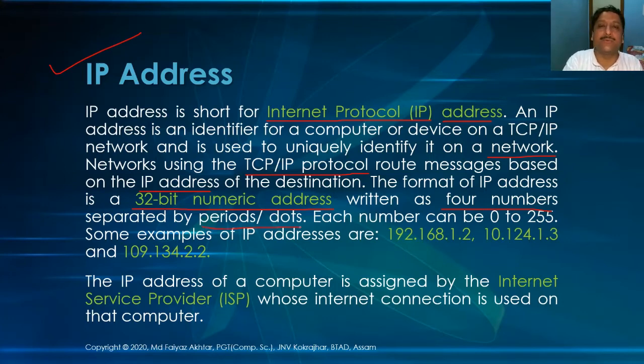4 numbers we have to write, and each number is separated by dots. Each number can go from 0 to 255. From 0 to 255 each number may contain. For example, IP addresses may be like this: 192.168.1.2 or 10.124.1.3 or 109.134.2.2, like this. These are the examples of IP address.